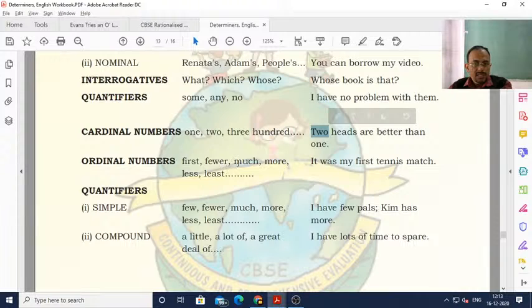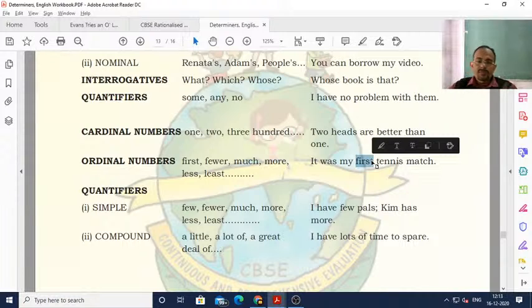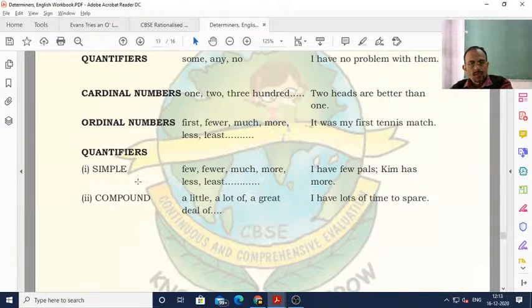Ordinal numbers: first, second, third, fourth. It was my first tennis match, so first is an ordinal number. So ordinal numbers are first, second, third, fourth, all this, and cardinal numbers are 1 to 300, 200, all this. Then quantifiers: fewer, much, more. Actually this fewer should come here, it's a printing mistake. It should come in quantifiers.